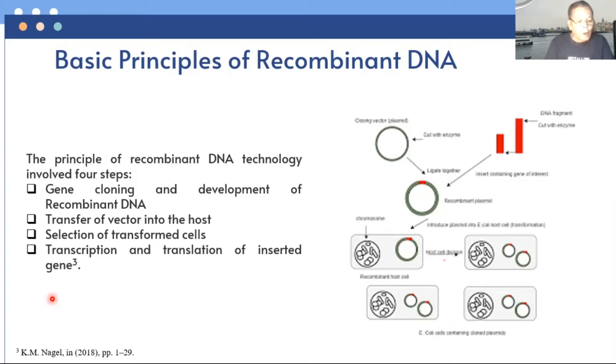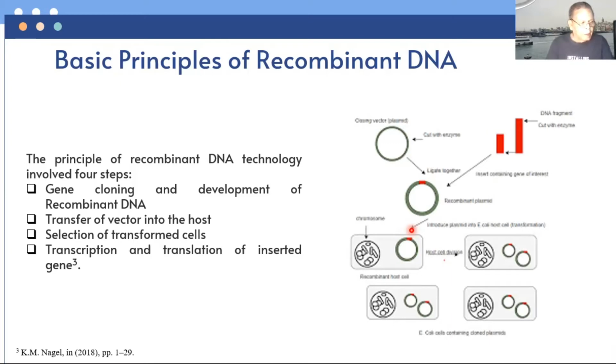Then the second one, transfer of the vector into the host. This cloning vector with recombinant DNA is transferred into and maintained within a host cell. The introduction of rDNA into a bacterial host cell is called transformation. Then the third one is selection of transformed cells. Those host cells that take up the recombinant DNA are identified and selected from the pool.